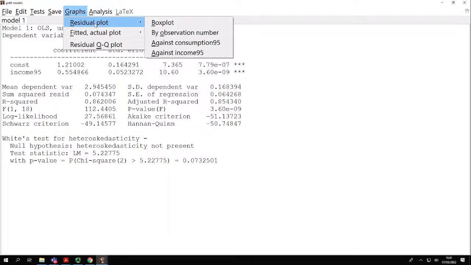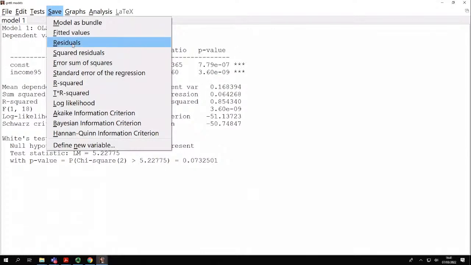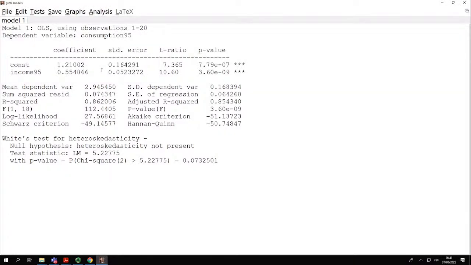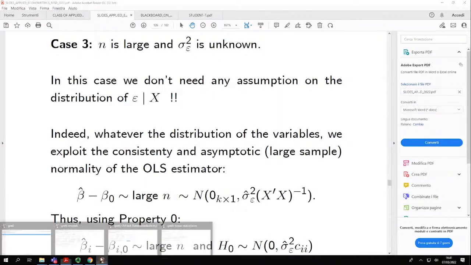I better do it like this. I save the residuals of my model in my data set, and it will save u hat, or we call it epsilon, so I call it epsilon hat. So I have my epsilon hat in the data set here.